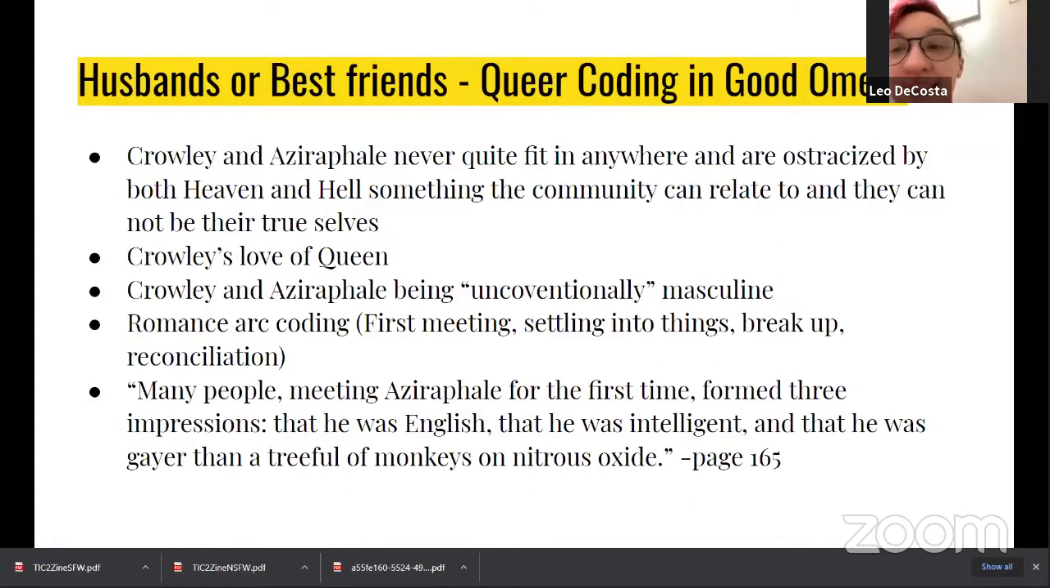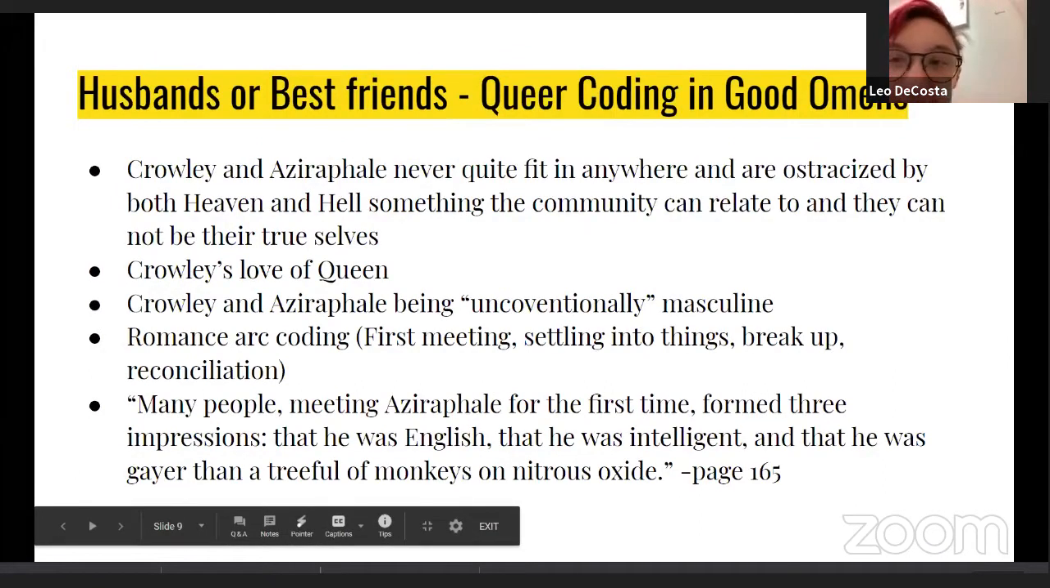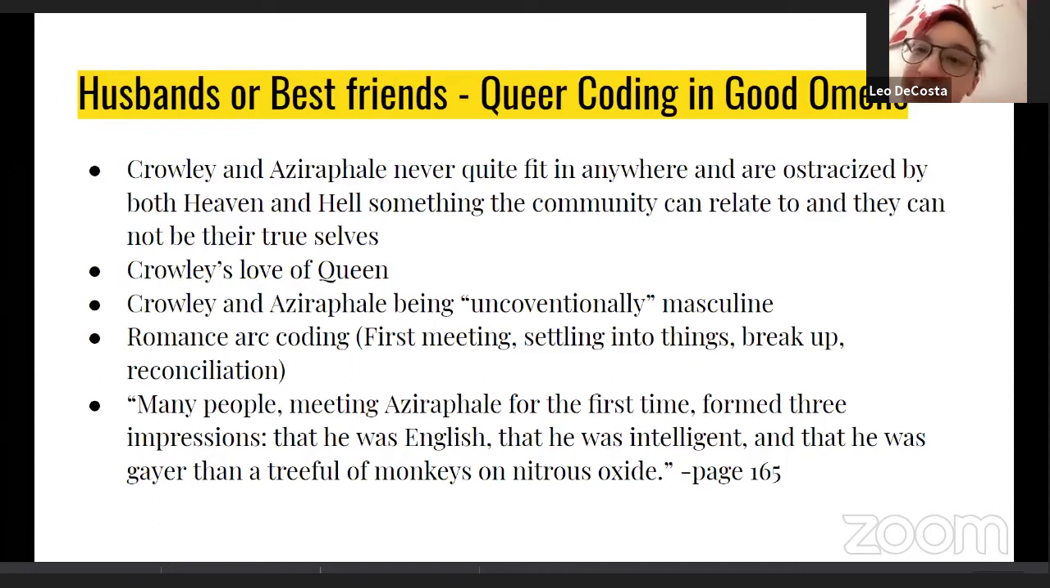And then a quote from the book itself: many people meeting Aziraphale for the first time formed three impressions of Aziraphale: that he was gay, that he was intelligent, and that he was gayer than a tree full of monkeys on nitrous oxide, which gay obviously could imply being eccentric, could just mean eccentric, but even at the time that Good Omens was released around the 1990s, using gay as a descriptor of anything other than sexuality was not as common as it used to be. Next slide.